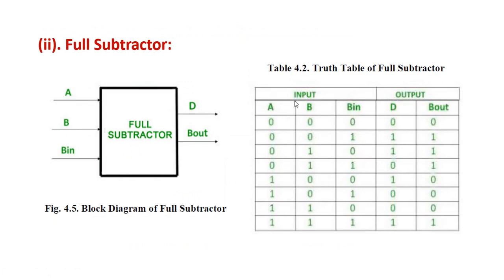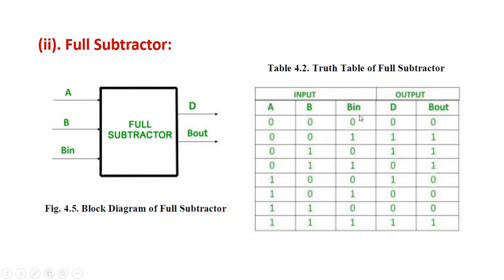Now coming to the full subtractor. As we know, in the subsequent stages of subtraction of two multi-bit numbers, we require the subtraction of 3 bits: one borrow from the previous stage and 2 inputs. So we will require a full subtractor here. According to specifications we have these 3 inputs and 2 outputs, difference and borrow out. Accordingly we will form the truth table.